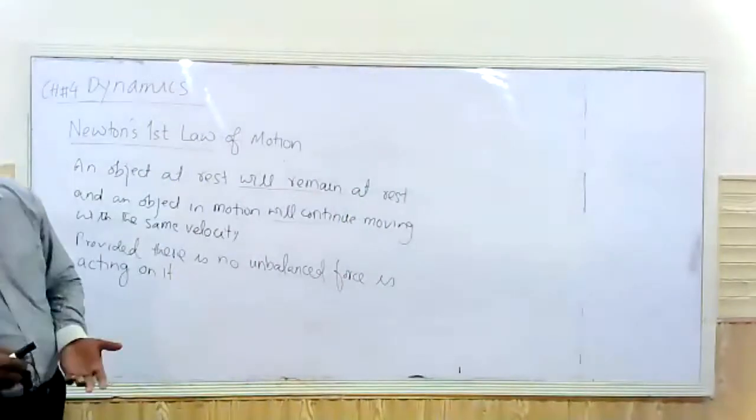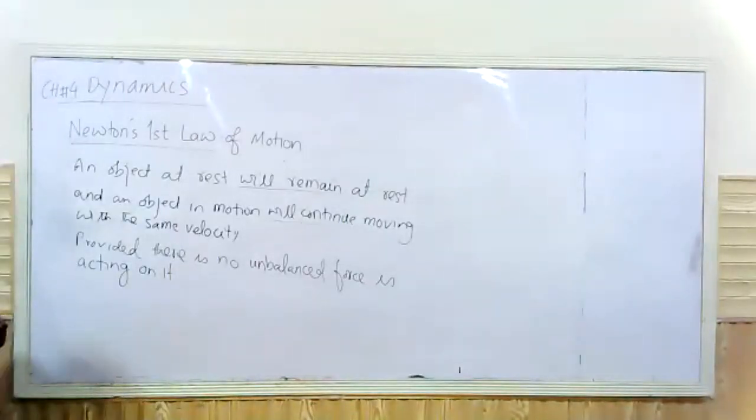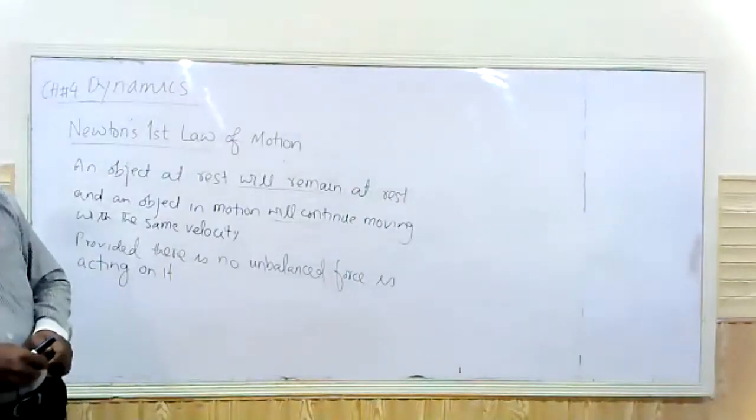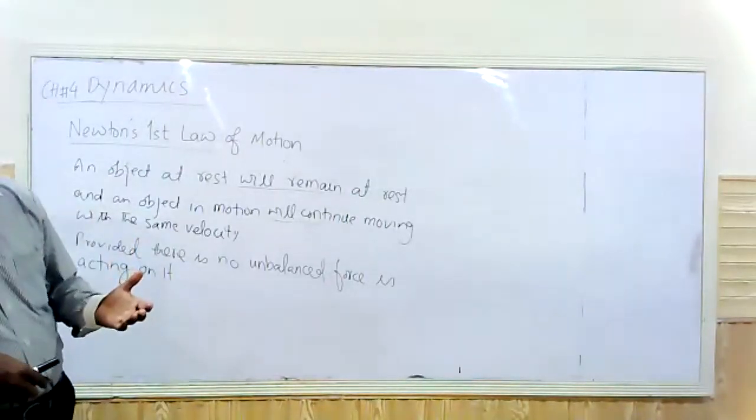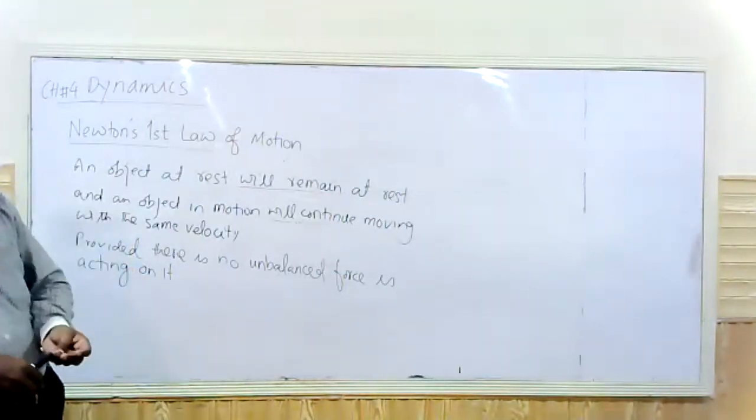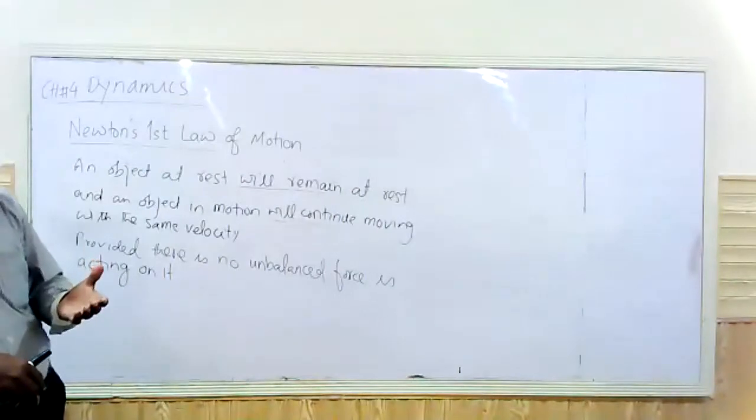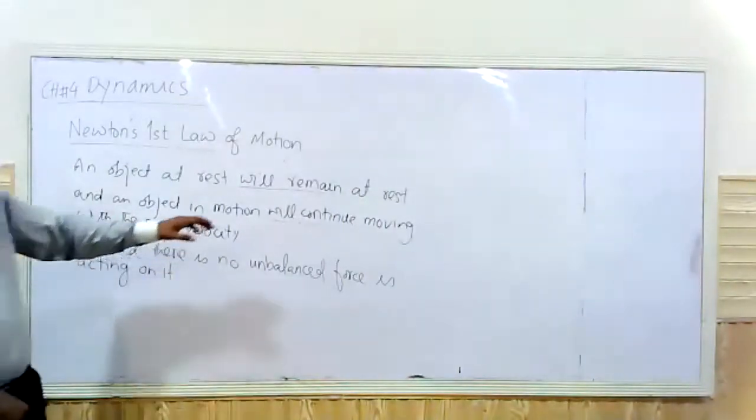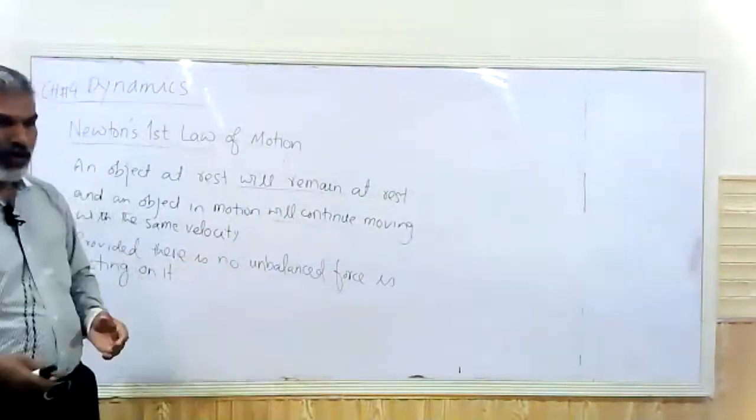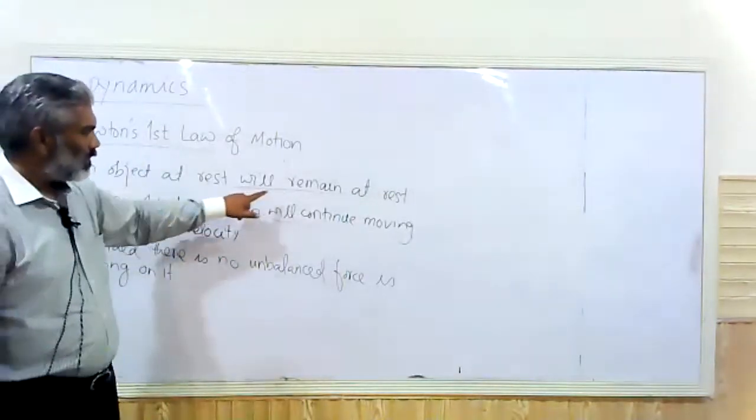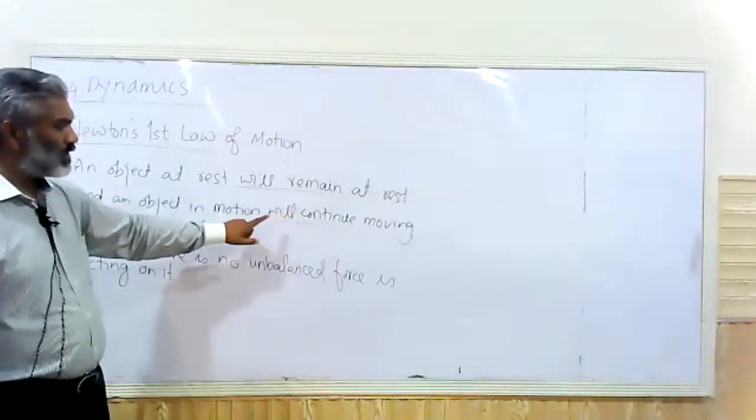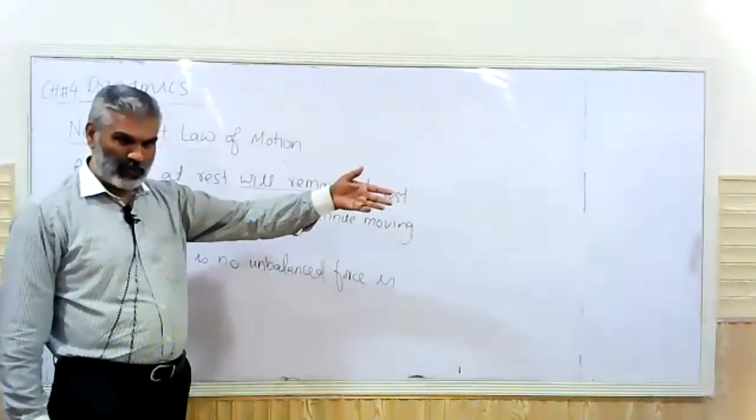of them have the same condition, and if that condition is not fulfilled, an object will not remain at rest, and an object will not continue moving with the same velocity. Newton's first law of motion has no equation, no mathematical form, but it has useful concepts about force. It has a useful concept about inertia. Inertia is a property of any object due to which it will either tend to remain at rest or tend to continue moving with the same velocity.